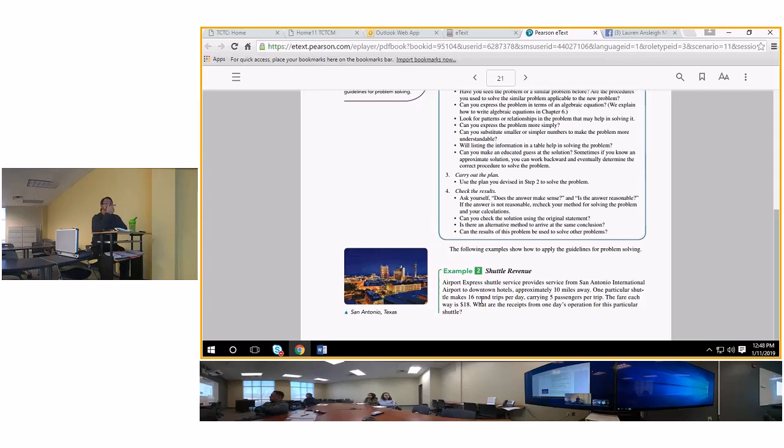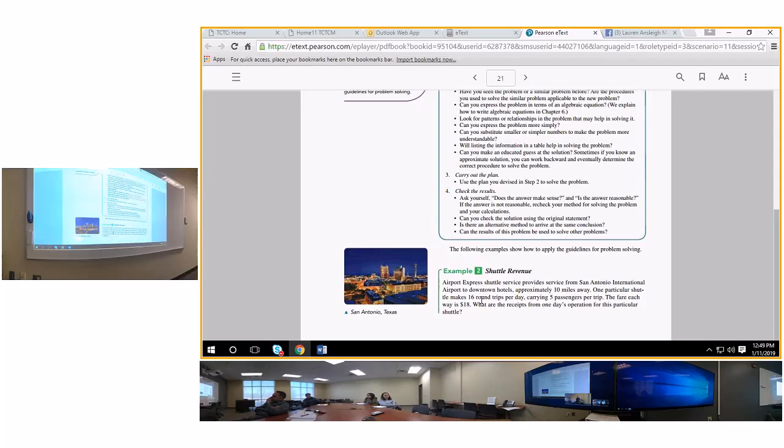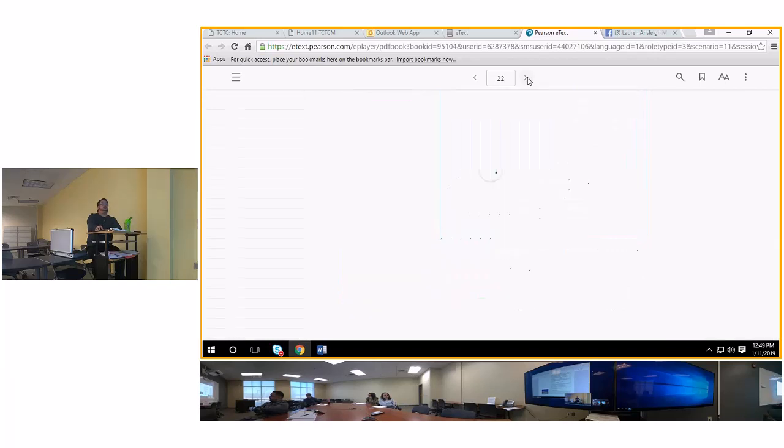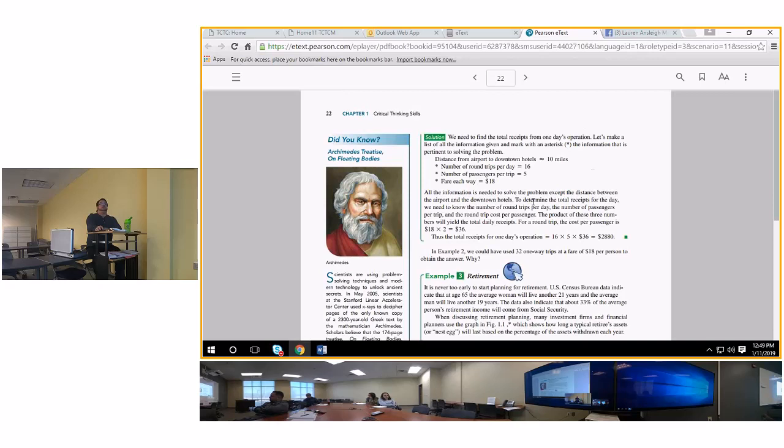So one way is $18. So that's 5 passengers on 16 trips. So that's going to be 16 times 18, okay? Because the fare is only one way because you're taking them from the airport to the hotel. So it's one way. That's probably the thinking they want you to go with there. And 10 miles, yeah, that fits in there too. So there it is, 18 times 16 times 5, one-way.